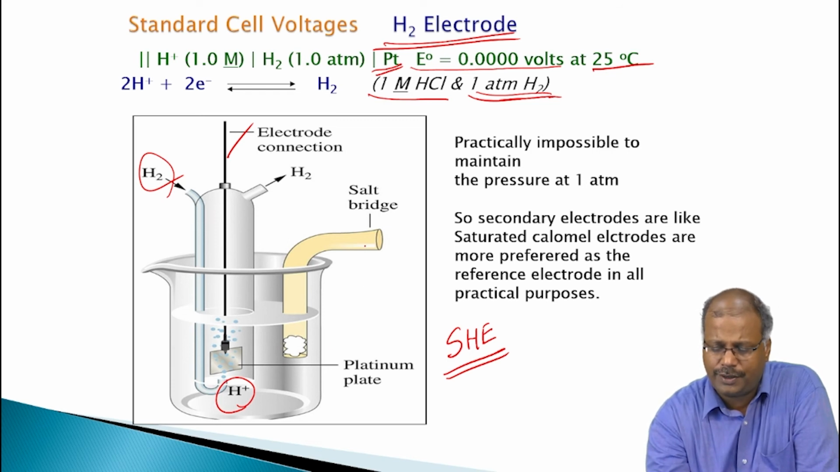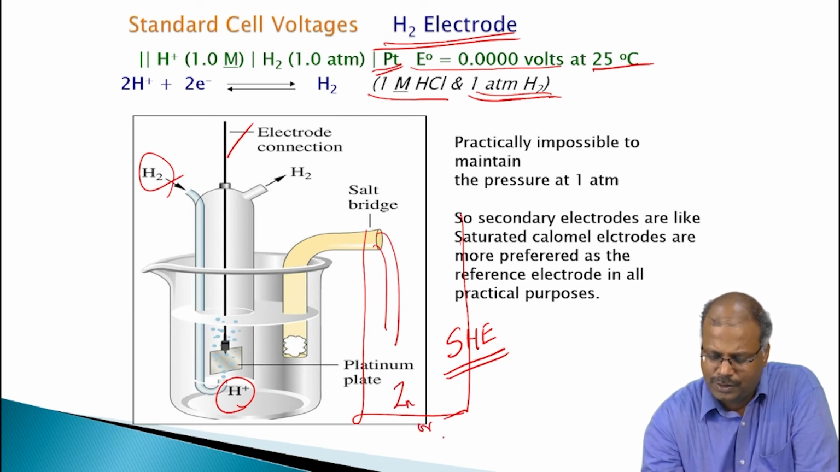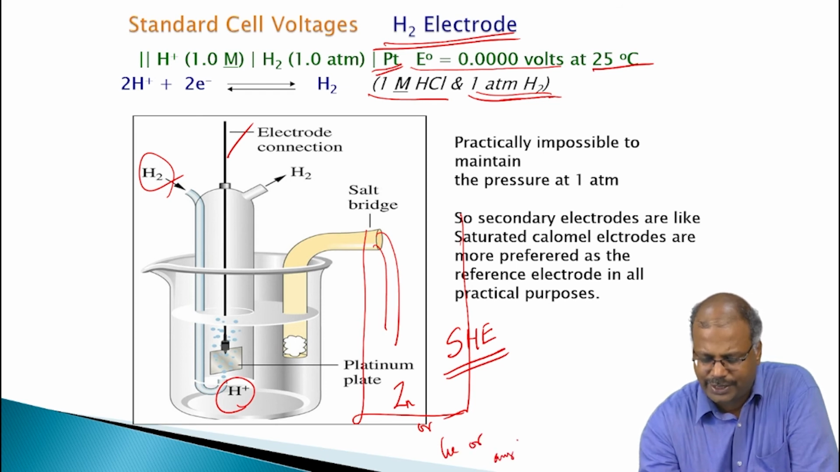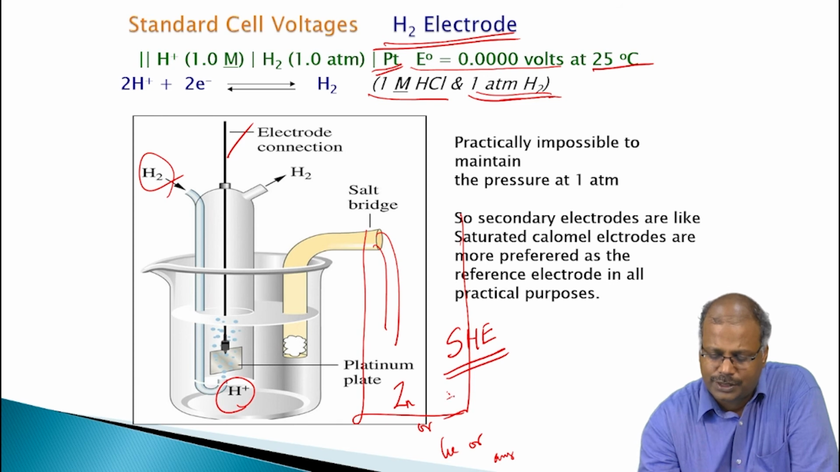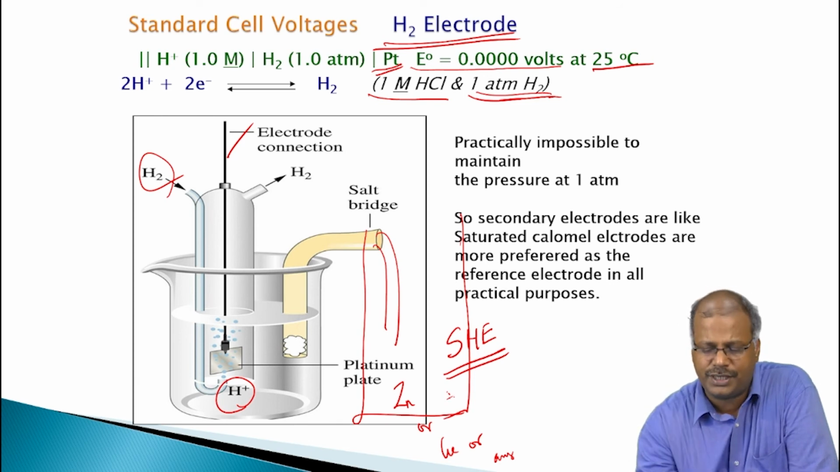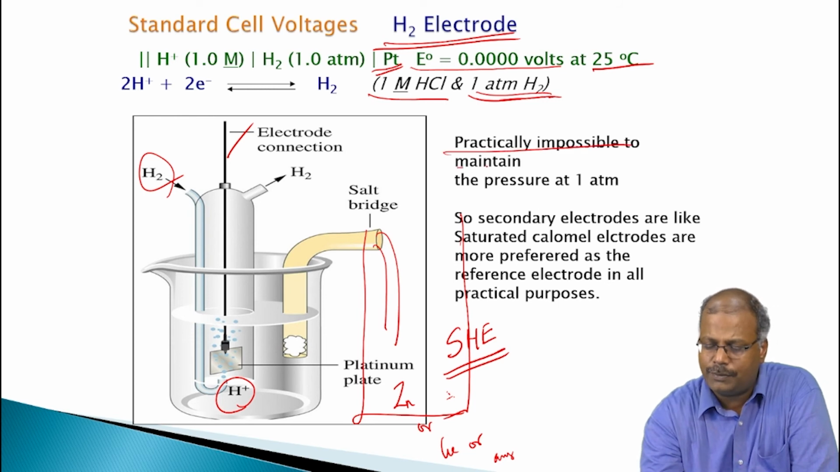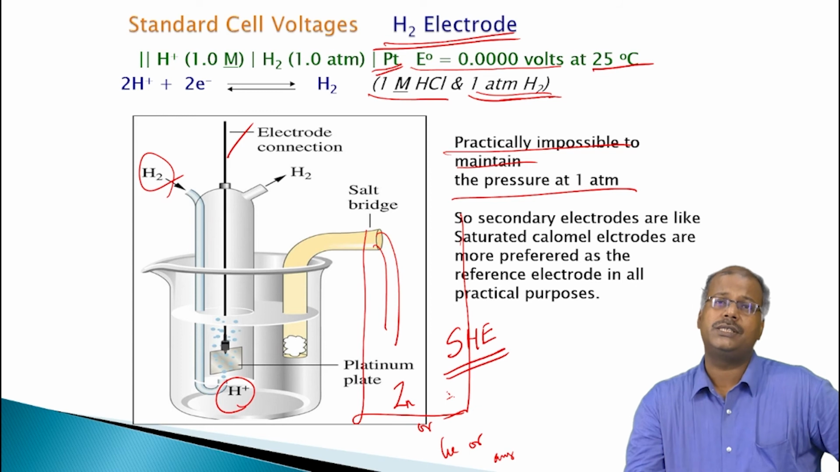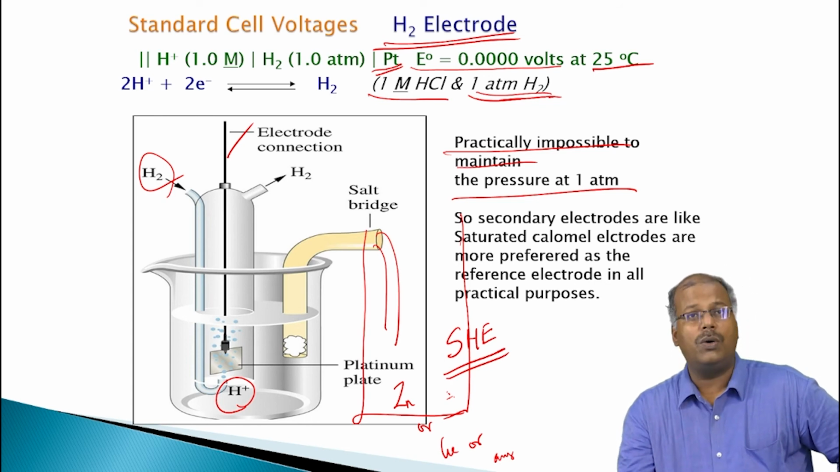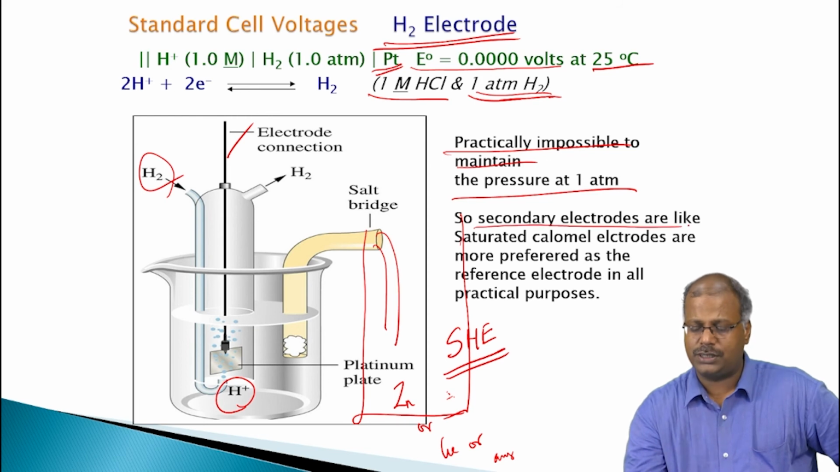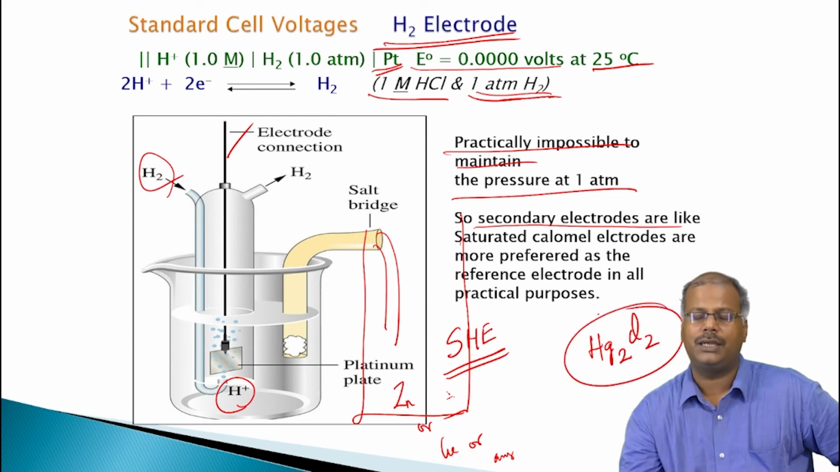This is a salt bridge if you want to connect any other system here, for example zinc or copper or any other system. We can connect and find the EMF of the cell, which is nothing but the electrode potential of the electrode under study, which we have seen before also. But what is the practical difficulty? It is practically impossible to maintain the pressure of hydrogen at 1 atmosphere. The standard condition is very difficult to maintain throughout the experiment. So normally secondary electrodes like the saturated calomel electrode are used. Calomel is nothing but Hg2Cl2.